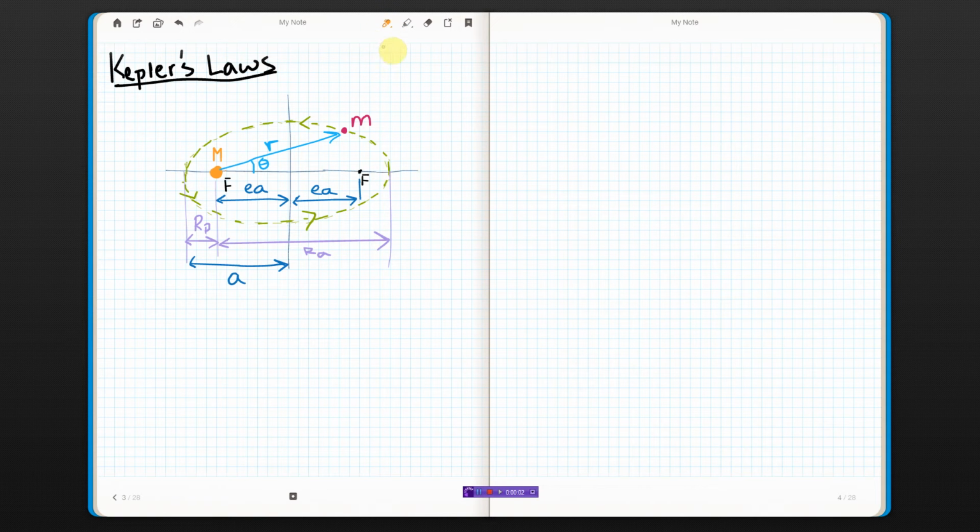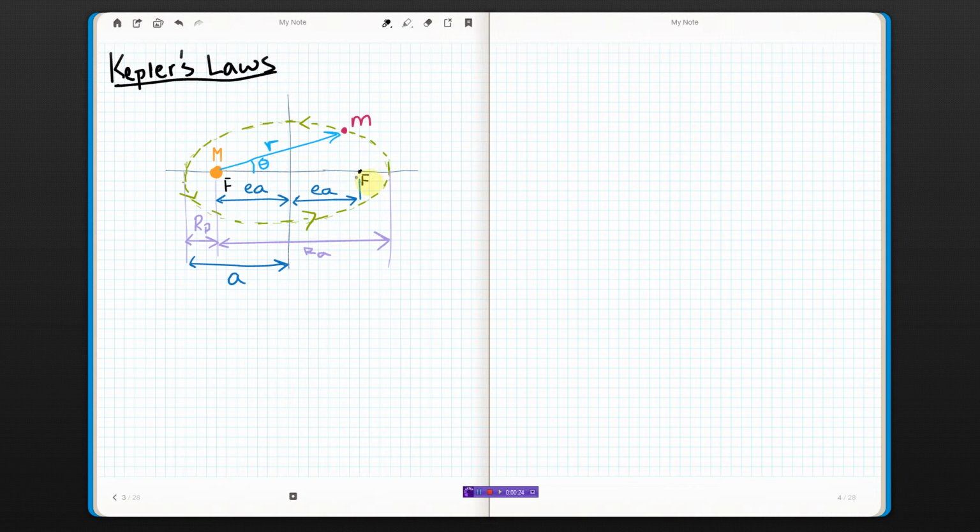All right, let's talk about Kepler's laws. Kepler's laws are 3 laws that we use to describe planetary motion. But it really works for any kind of orbits, really. So the first law is called the law of orbits. And it says that all planets move in elliptical orbits with the sun at one of the foci.